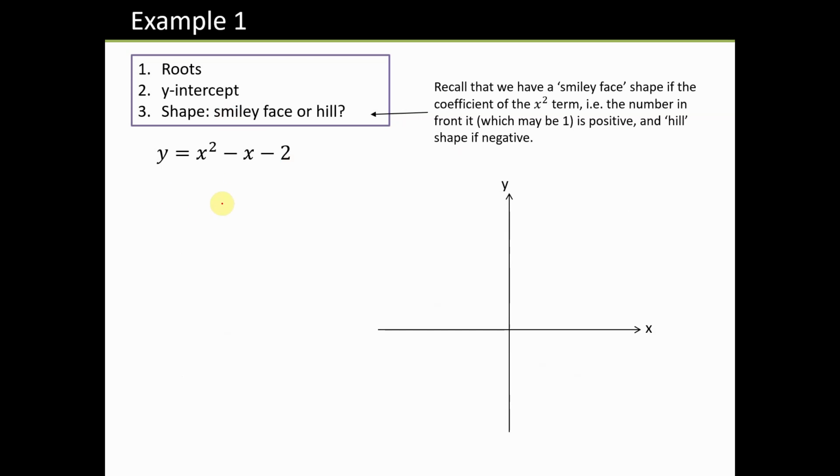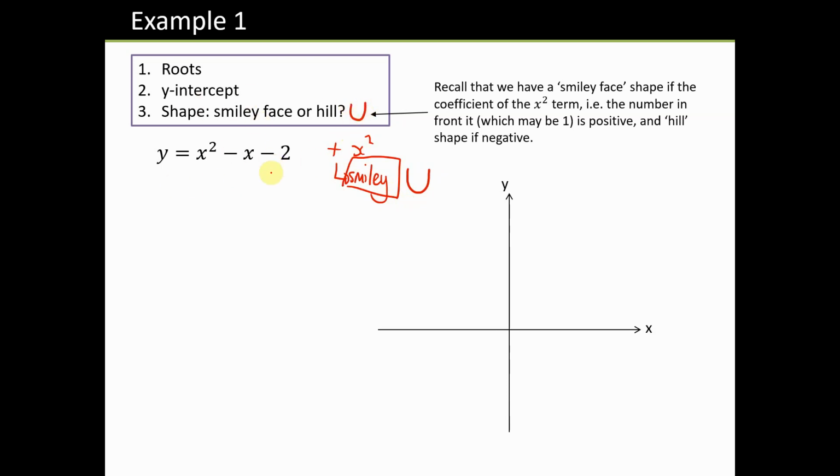So, first we need to go through these steps. I'd probably do it in reverse order because it's easier to start at 3. Is it a smiley face or a frowny face? Well, it's a positive x squared. So therefore, it's a smiley shape, or it looks like a U. So that's point 1, 3 done. It's going to look something like that.